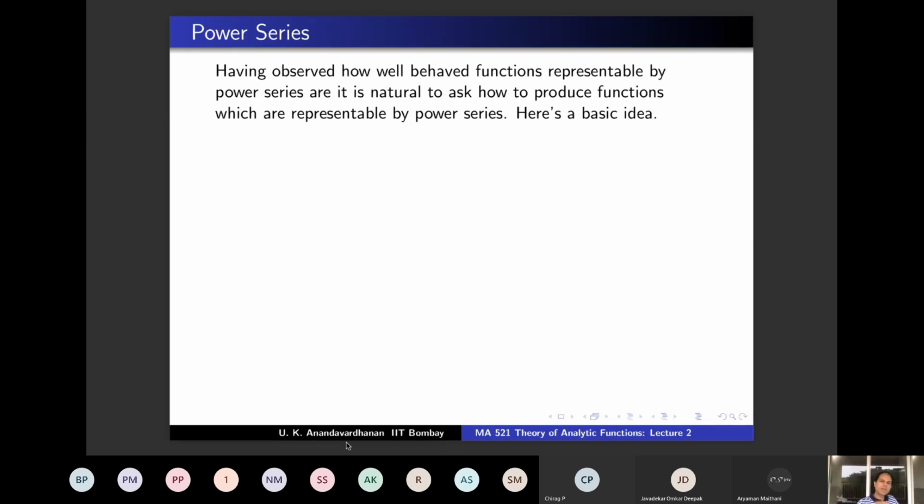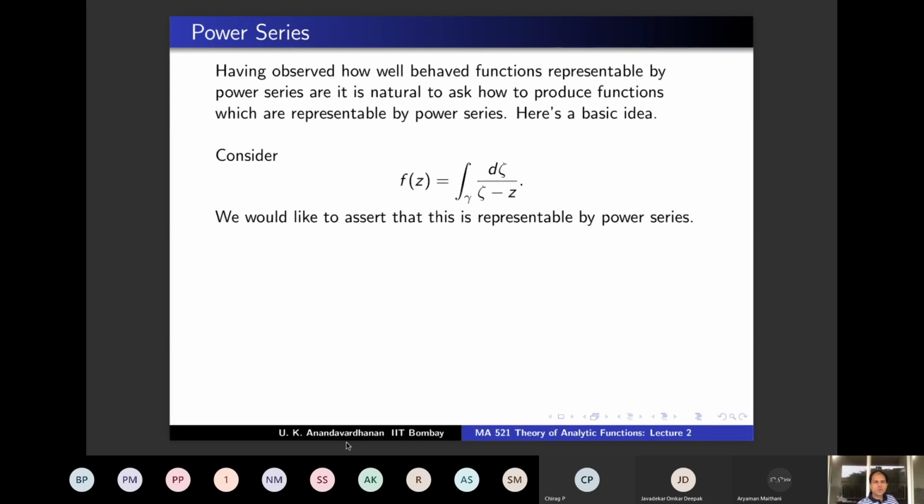So here is the basic idea. It's a very nice thing. Suppose you can think of something like this. It is an integral. This is what is called a path integral. You would have seen these kinds of integrals in 412. So suppose you have the integral of d zeta by zeta minus z over some gamma. Of course, we have to make sense of this. So first of all, recall what is a path integral. We want to say that such a thing is always representable by power series. This is what we are going to do.